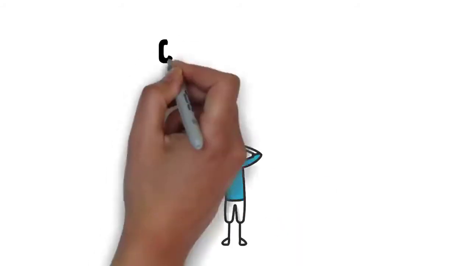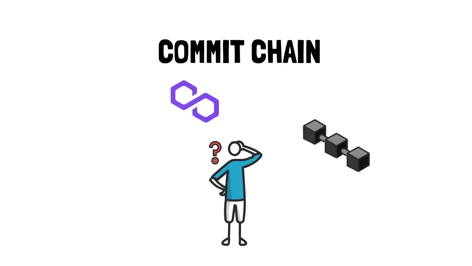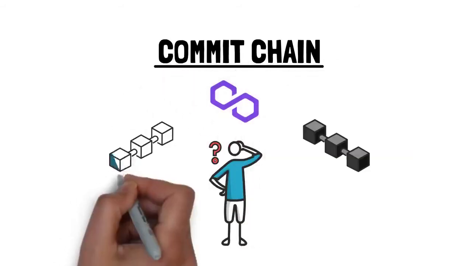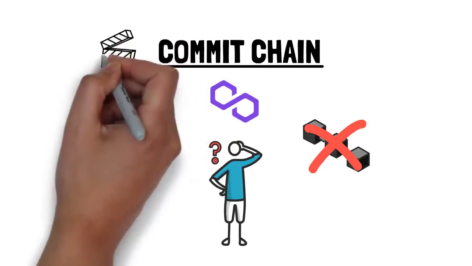So what is a commit chain? How is it different from a sidechain? And what makes Polygon commit chain a commit chain rather than a sidechain? We'll answer all of these questions in this video.